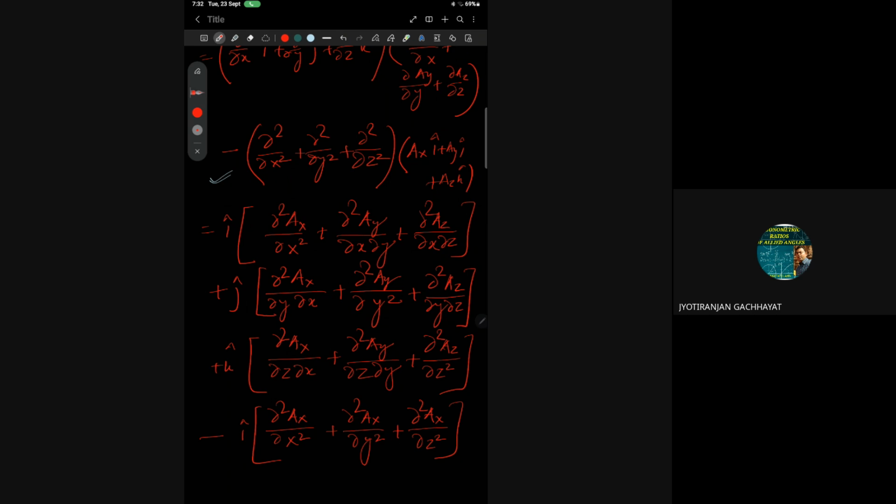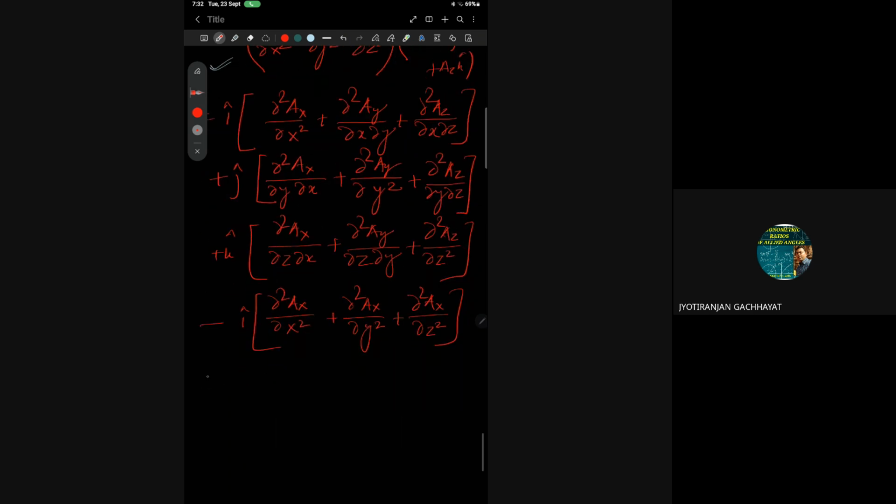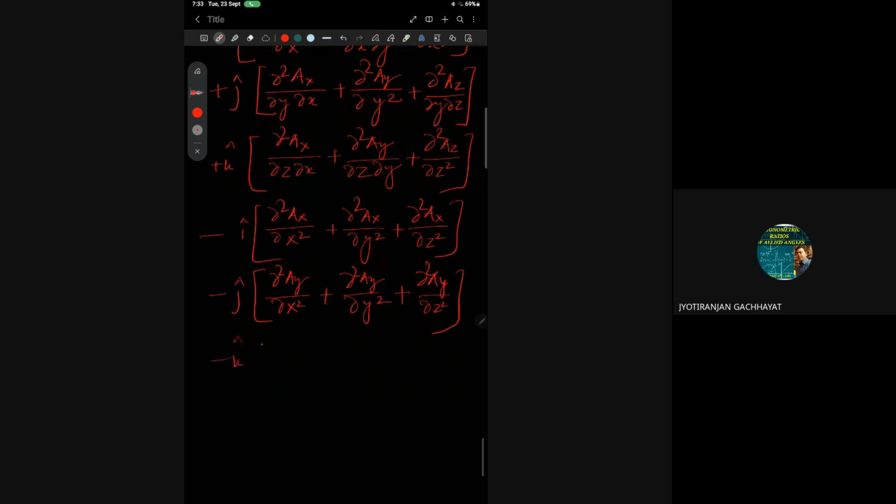Okay. So, same for the j cap term: del square a y by del x square plus del square a y by del y square plus del square a y by del z square, minus k cap, del square a z by del x square plus del square a z by del y square plus del square a z by del z square.